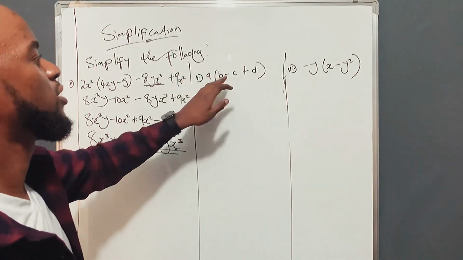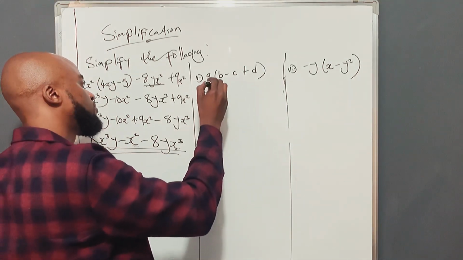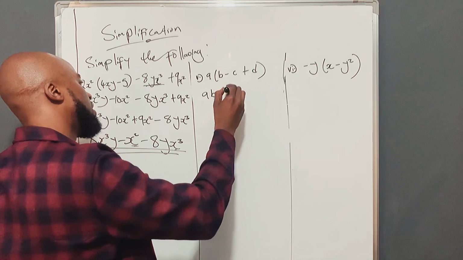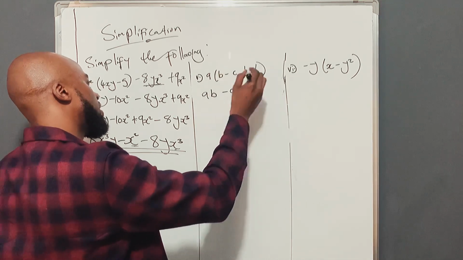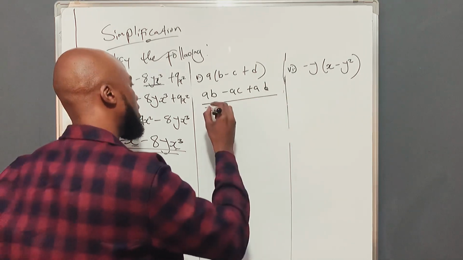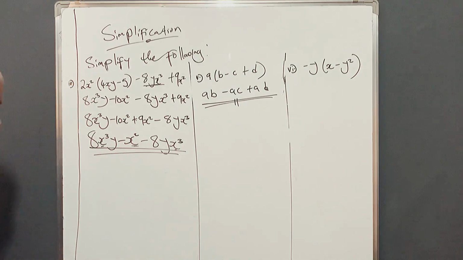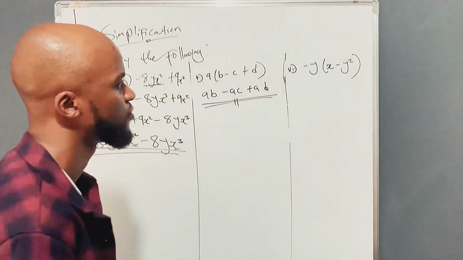Now you have this one. A outside is going to break this. So A times B, AB. A times negative C, negative AC. A times positive D, positive AD. What's here? There's nothing that is like here. You end there. Right? Let's look at our last one.